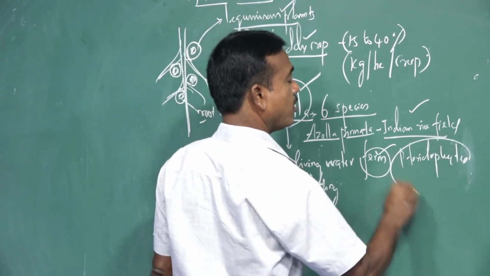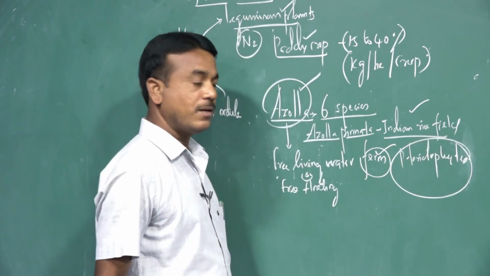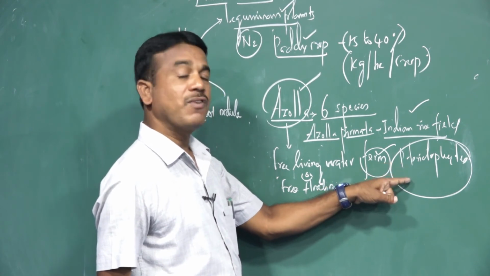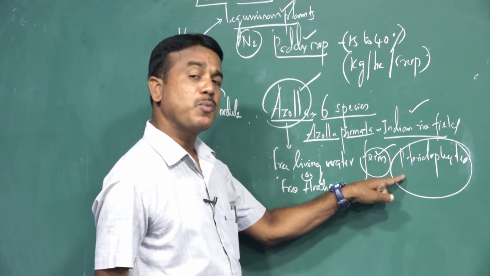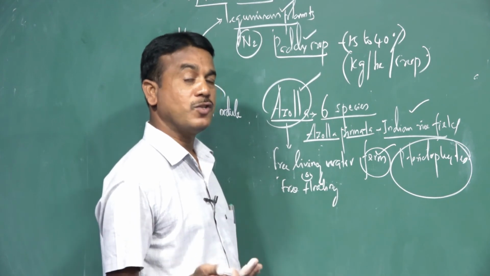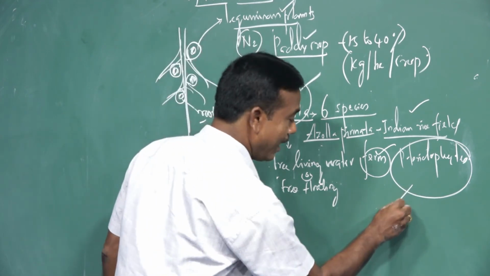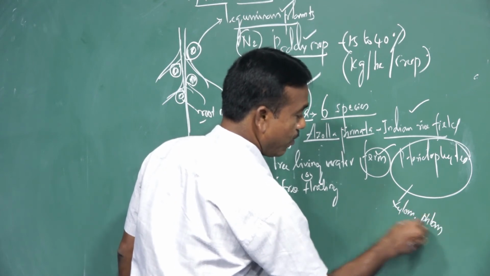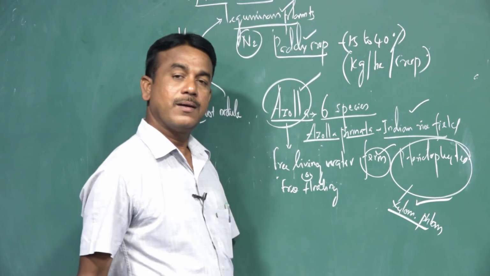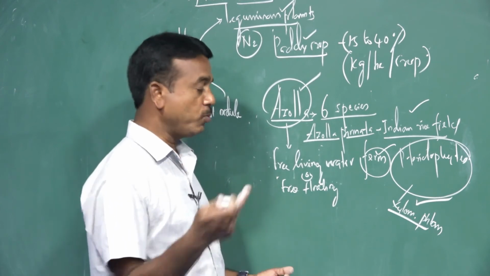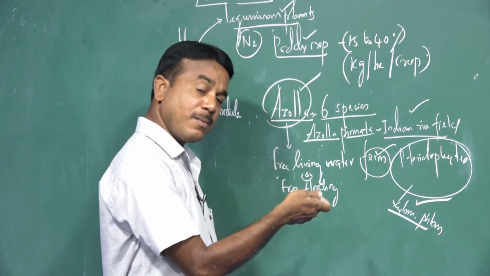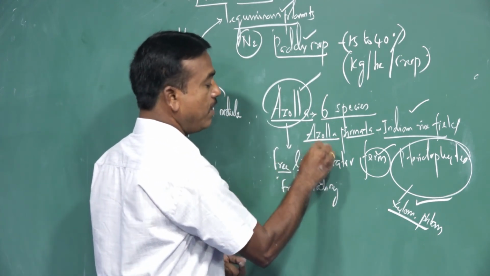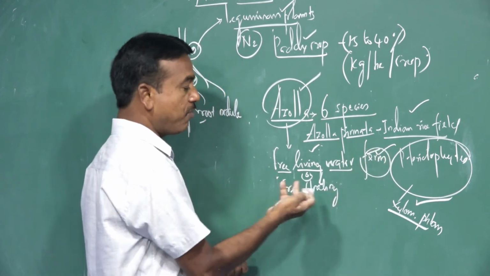So what do we mean by pteridophytes? These possess non-flowering vascular cryptogams. They do not produce flowers, but they have vascularized tissue. What is the vascular tissue? Xylem and phloem. Vascular tissues are there, but flowers are not produced. So what is Azolla? A free living water fern or free floating water fern.